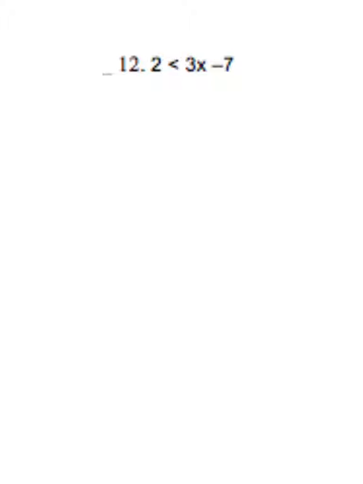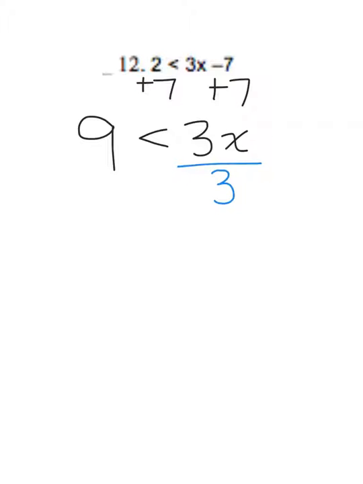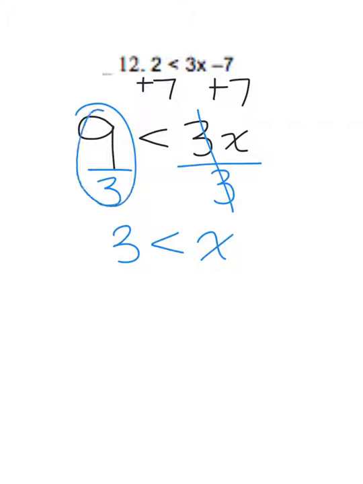Problem number 12 here. I just realized these are out of order, but that's okay. We can just add 7 to both sides. Add 7. That leaves me with 9 is less than 3x. From here, again, we're just going to get the x by itself by dividing by 3. Those will cancel. And that leaves me with 3 is less than x because 9 divided by 3 is 3.